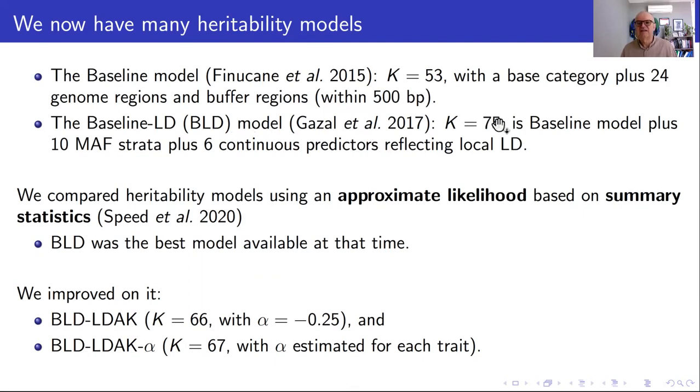Some statisticians might be horrified that 75 is a lot of parameters to estimate, but as I said, in principle there's no problem. Now, our contribution after that was to come along with an approximate likelihood, a likelihood based on summary statistics. I'll say a bit more about that on the next slide because I think it's important. And using our approximate likelihood, we showed that the baseline LD model was the best model available at the time. Not surprising because it had more parameters and there was no problem really with over-parameterization. So it's not surprising that those extra parameters did buy something worthwhile, and it was the best model.